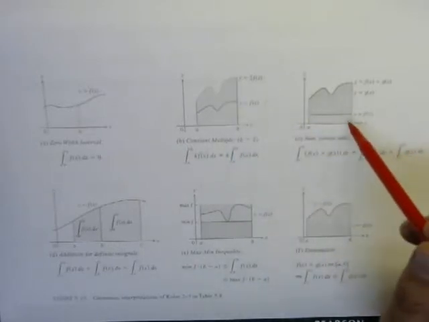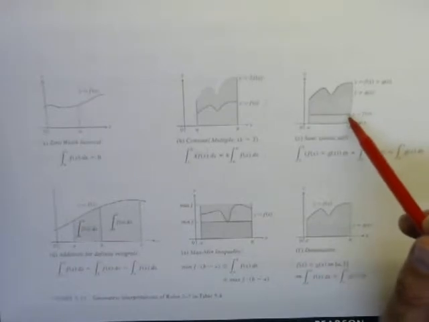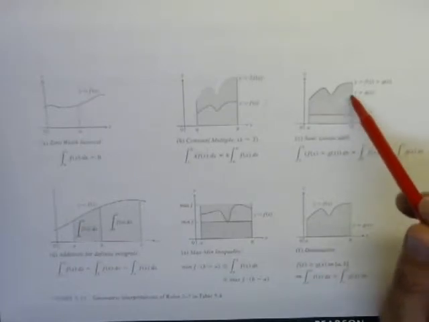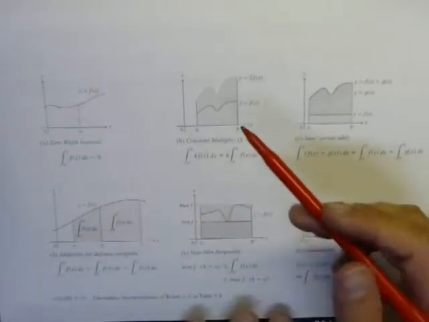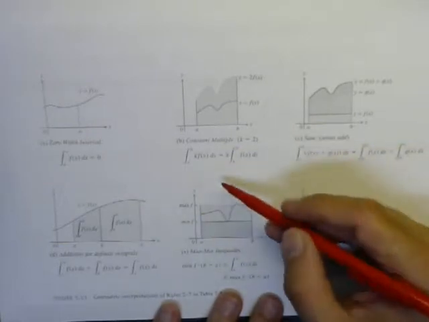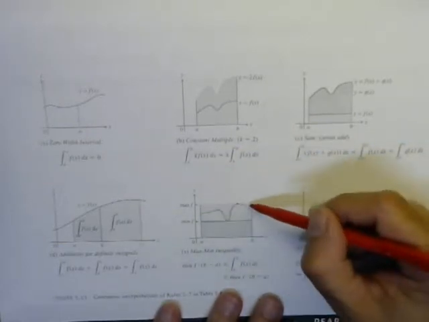Right, this basically says if you have some function and you add another function, you're just adding the areas there. If you have the area from a to b and the area from b to c, that's the same as the area from a to c. Here's the min-max inequality right here. So the maximum value of the function here is given by that.